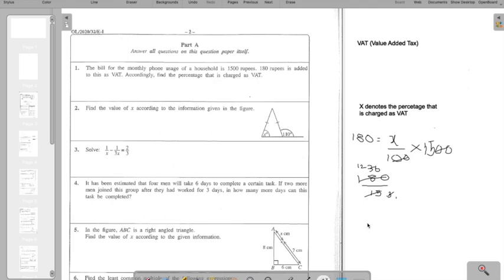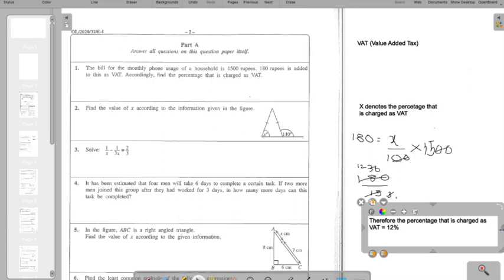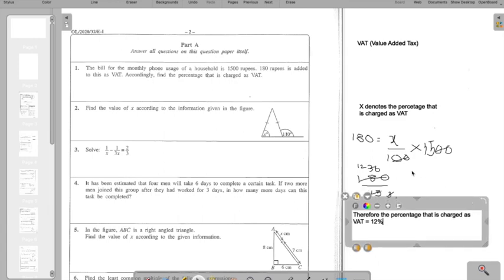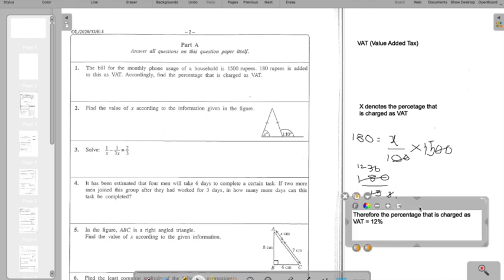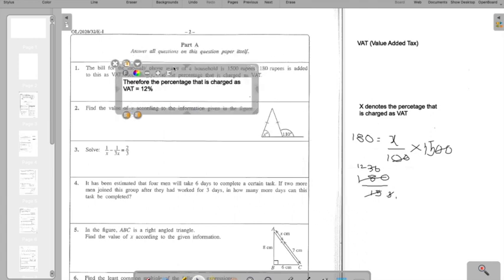So finally, therefore, the percentage that is charged as VAT will be equal to 12%, right? 12%. So this is one of the easiest parts, right? Once you finish the workings as I've shown here, make sure that you always write these kinds of statements in your answer script. That will be helpful for you to get the marks, right?